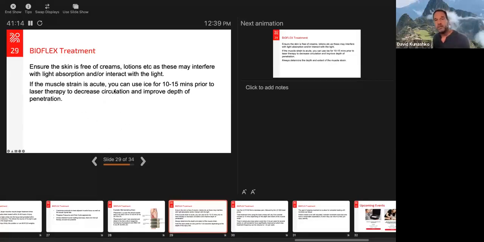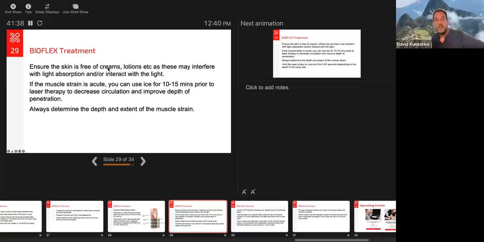If the muscle strain is acute, then you can throw on a cold pack for 10 to 15 minutes before your laser therapy. This reduces the local circulation, local blood flow, allows more light to actually penetrate, to get deeper into the tissue. And so you can improve the depth of penetration as well.